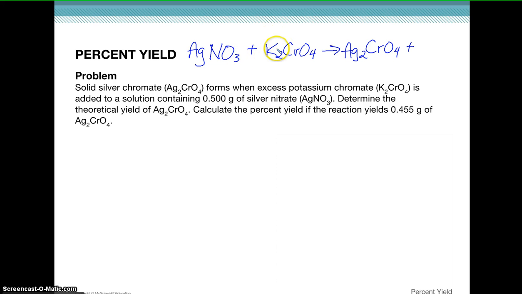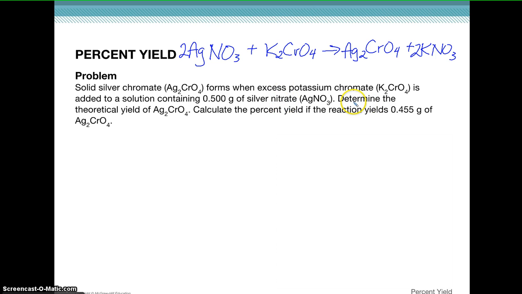And when we look at those charges, potassium is +1, nitrate is -1, so we write it KNO3. And then when we balance it, we need 2 silvers, so we put a 2 there. We need 2 potassium, we put a 2 there. Okay, so there's our balanced equation. Now the question says solid silver chromate forms when excess potassium chromate is added to a solution containing 0.5 grams of silver nitrate. It's telling us here which one is the limiting reactant. It's telling us that we have excess potassium chromate. That makes silver nitrate the one that's limiting, so we don't have to figure that part out.